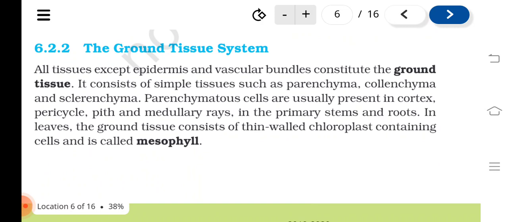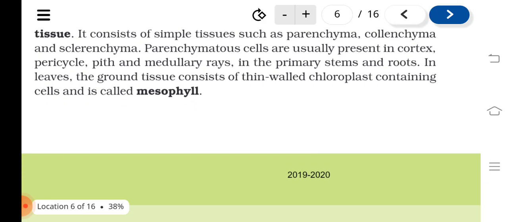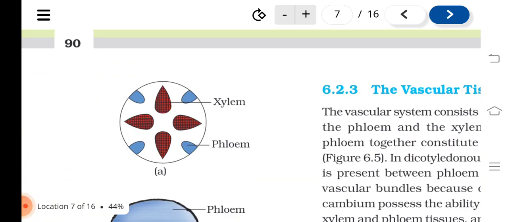Parenchymatous cells are usually present in cortex, pericycle, pith, and medullary rays. In the primary stems and roots, in leaves, the ground tissue consists of thin-walled chloroplast containing cells and is called mesophyll.